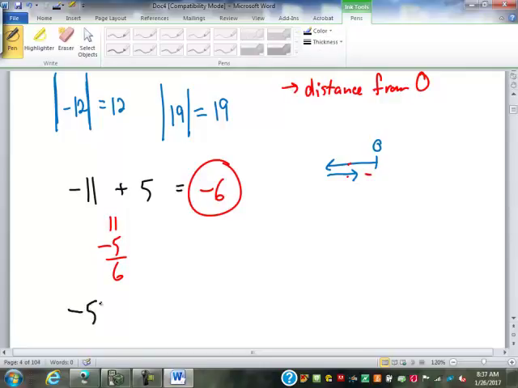If I have a negative 52 plus a negative 39.